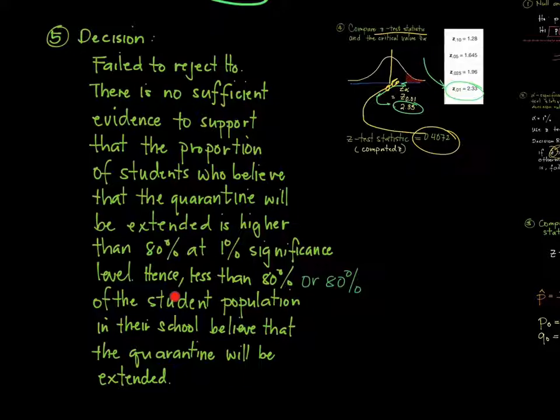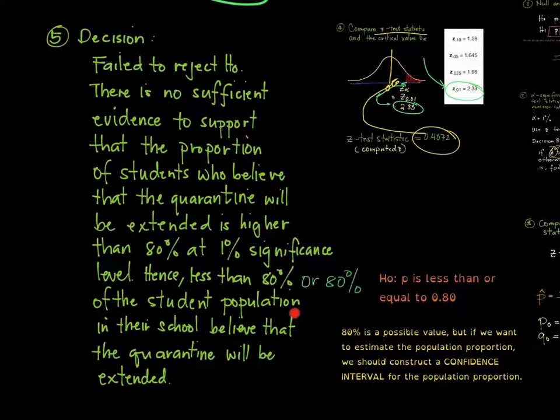Hence, we can say that less than 80% of the student population in their school believe that the quarantine will be extended. Now, we don't exactly know how many percent, but what we know right now is that it is less than 80%. If somebody would like to find how many percent or to estimate, then that is a good example of an estimation of a proportion. But for this video, since our objective is to learn how to perform hypothesis testing on one population proportion, we will end with this decision and conclusion.